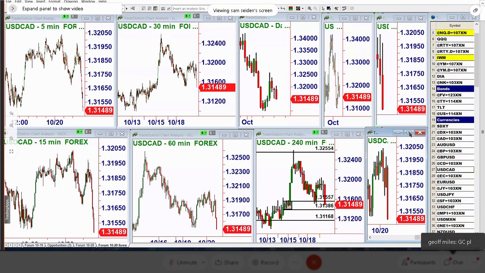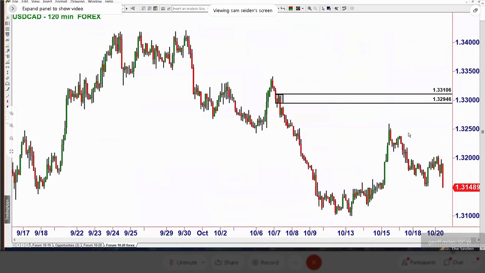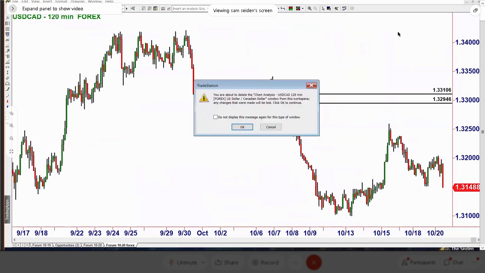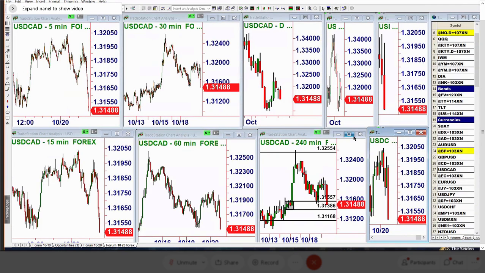So let's go to our, wrong time frame here, sorry. Let's go to our, well, that's not right. Yeah, let's go to our 4-hour chart. There it is.